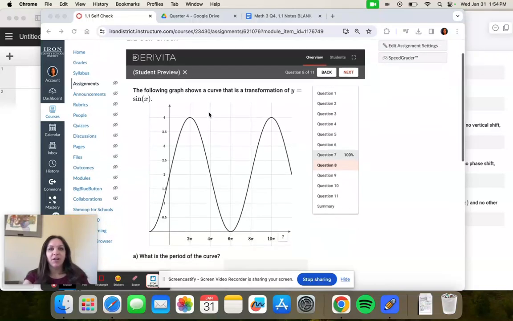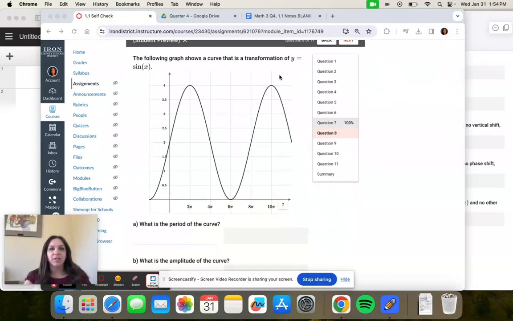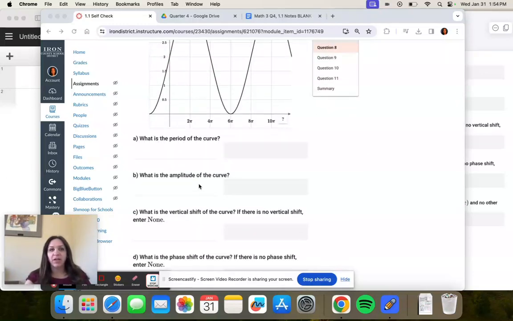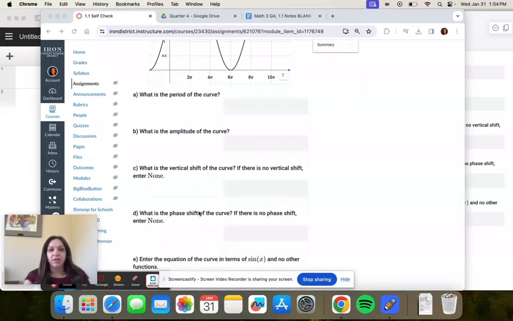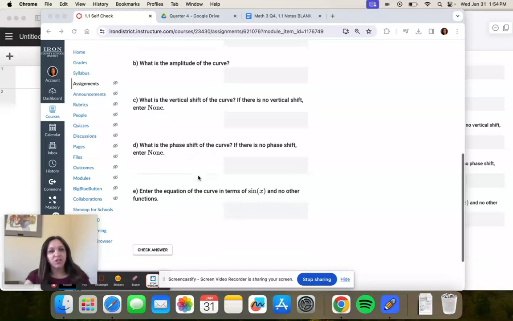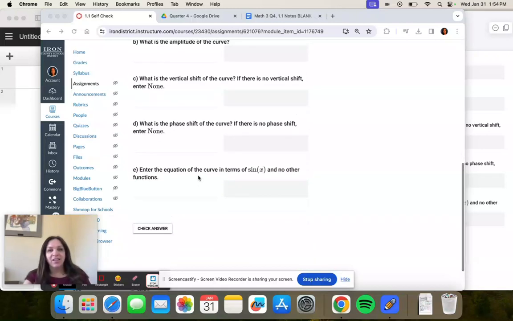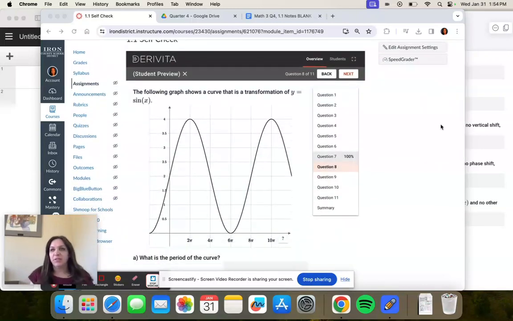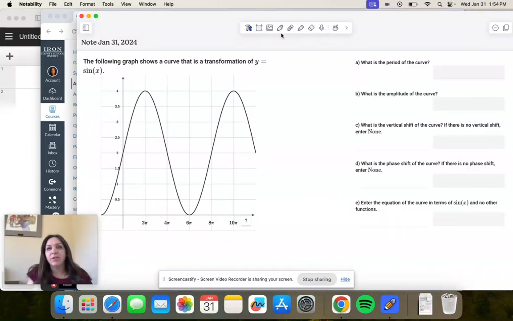All right, question 8. The following graph shows a curve. It's a transformation of sine of x. So it's telling us it's sine, and then we need to find the period, the amplitude, the vertical shift, the phase shift, and then the equation of the curve. So always start whenever you examine a curve. I like to start by finding the midline.